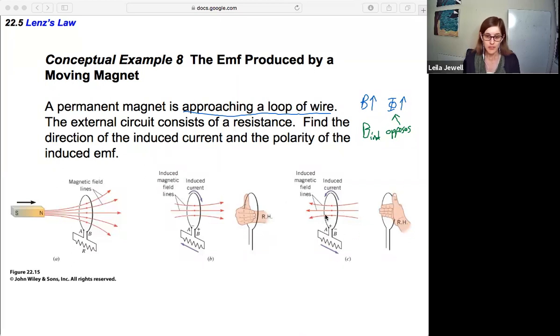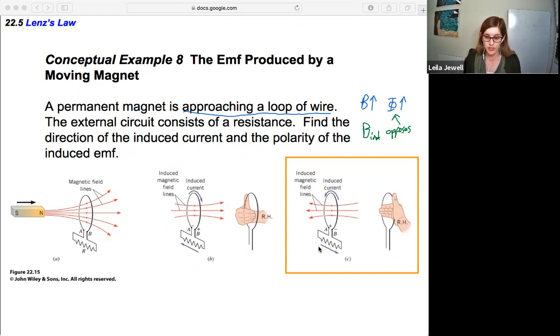The one on the left is the one closer to what we just talked about, right? Where the induced magnetic field lines point to the left because the current is going counterclockwise. So the one that will actually match our picture here is the second one. And that's where Lenz's law is really valuable, because we can figure out the direction of the current.